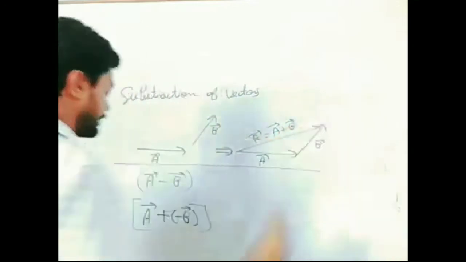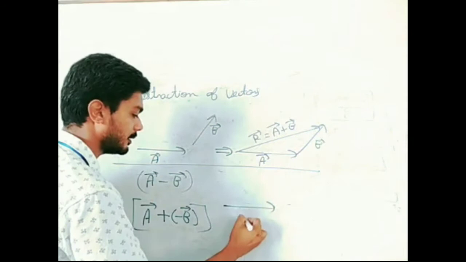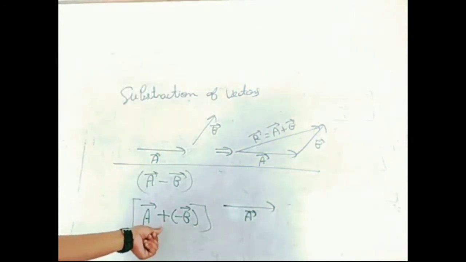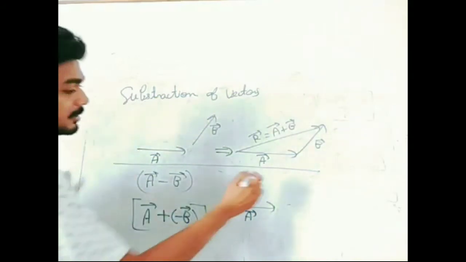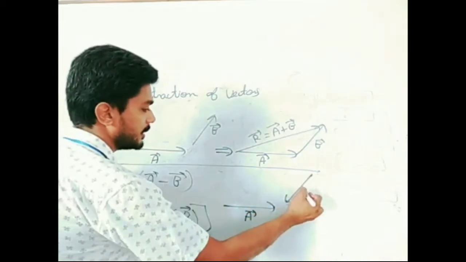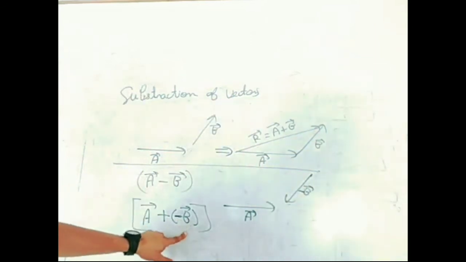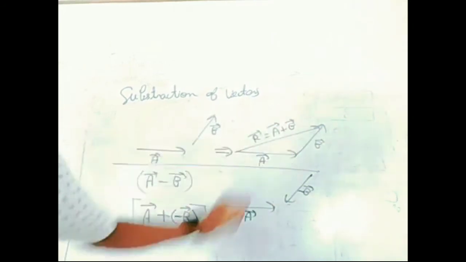And see here what happens. Draw vector A. We are using this formula: draw vector A, and we are going to add negative of B. And what is the negative of B? Negative of B means you will change the direction of B. This is the negative of B. Whenever there is a minus sign in front of any vector, you apply the reverse direction. Then this equation says add negative of vector B to A.